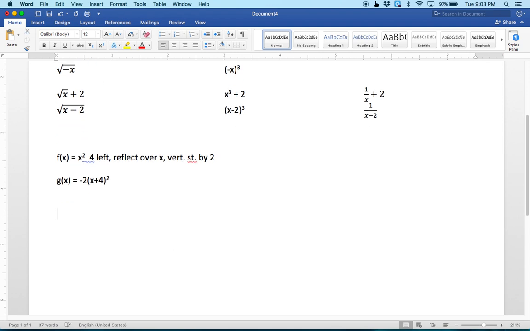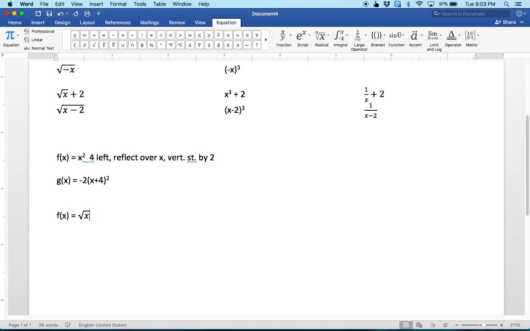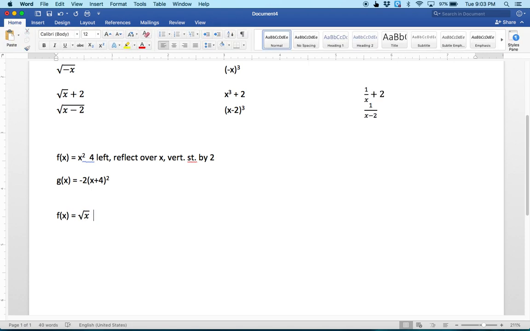Let's say, for example, that I had f of x equals, let's do the square root of x again. And let's say that I wanted a horizontal shrink by 1/3. Let's say that I want to go to the right 1 and up 2. See if you can think about where those pieces are going to go. The horizontal shrink has to go under the square root. Right 1 is horizontal, so that goes under the square root. And up 2 is vertical, so that goes after the square root.